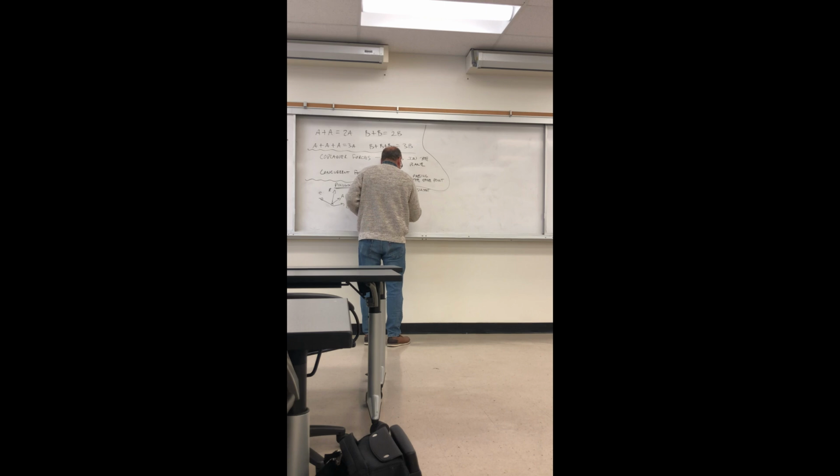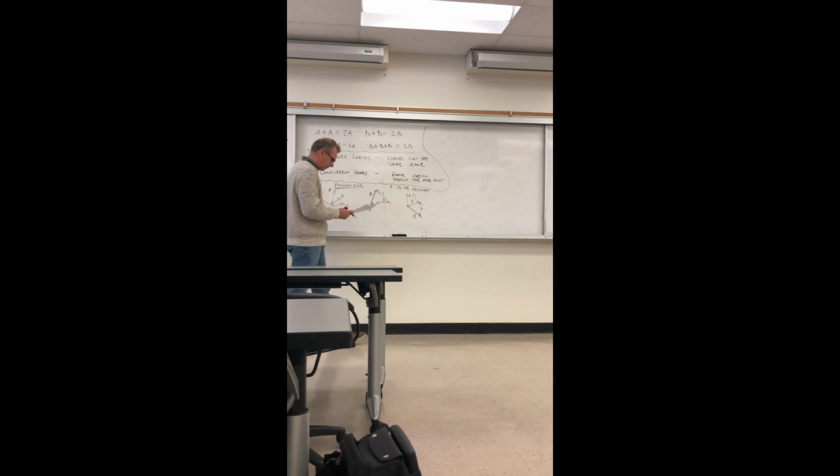So if we have A like that, B like this, we can imagine placing B like this. That's a parallelogram. And in that case, that would be our result.